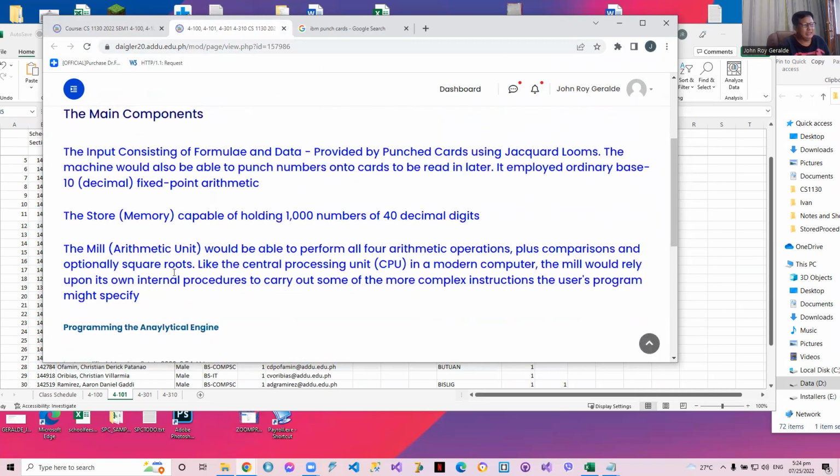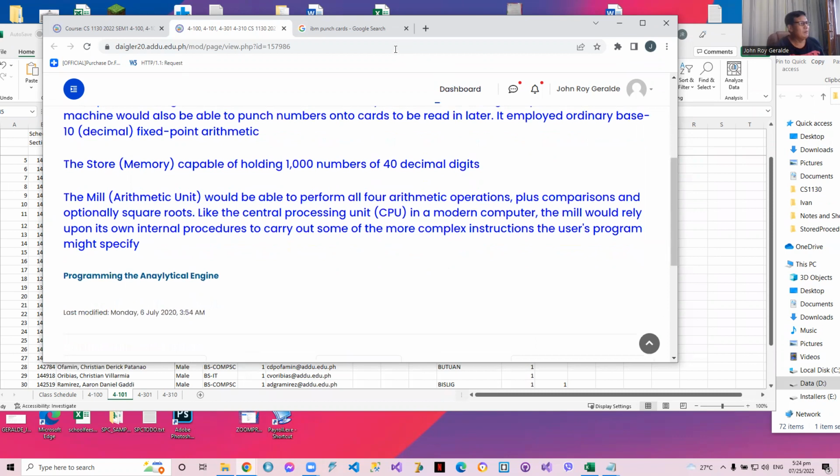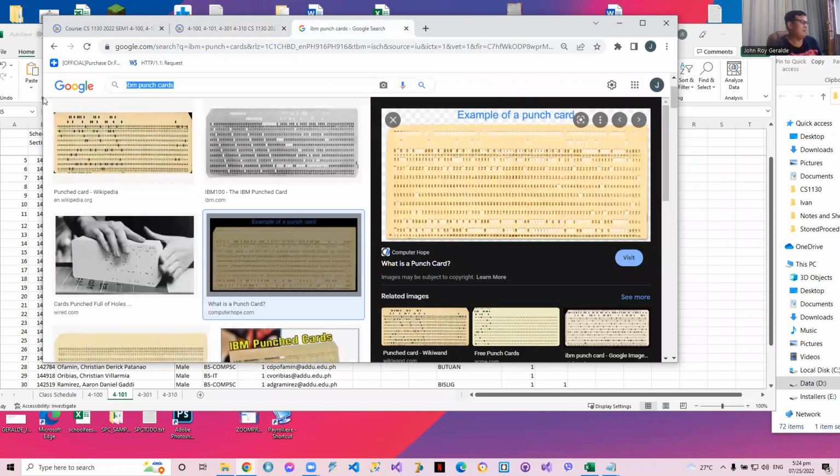The store is a memory. It's capable of holding 1,000 decimal numbers of 40 digits each. That's a very large number, right? Because with 9 digits, that's already millions. So it can hold 1,000 numbers of 40 decimal digits. And then the mill is capable of performing arithmetic operations, plus comparisons, and optional square roots. It can also do shifting and evaluation of conditions. Let's look at the mill.